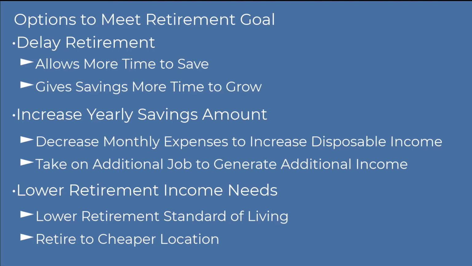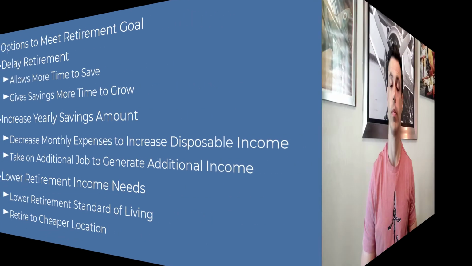The other thing they could do is lower their retirement income needs, and they can do this by either lowering their retirement standard of living or retiring to a cheaper location. So for example, retiring somewhere abroad where they can maintain that same standard of living but do so at a reduced cost. So one or any combination of these options can be used to meet their retirement goals.